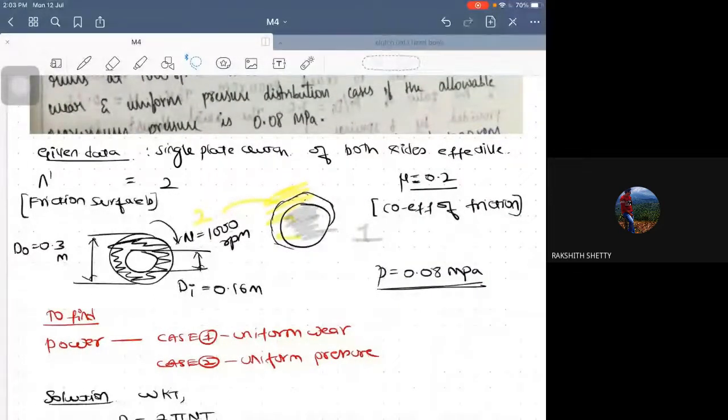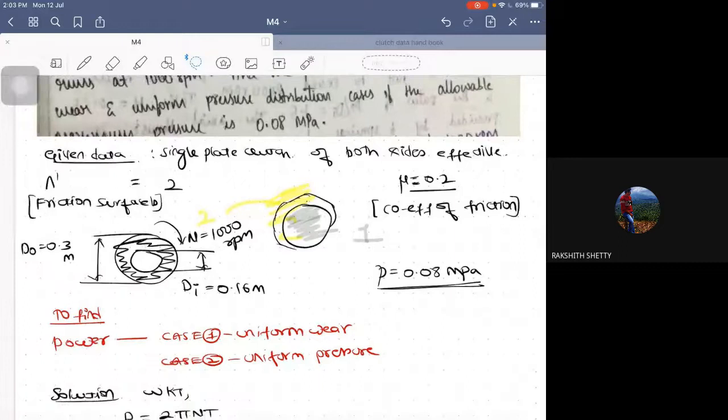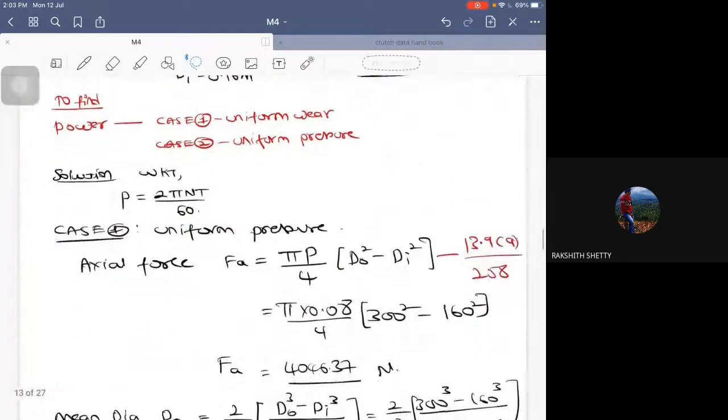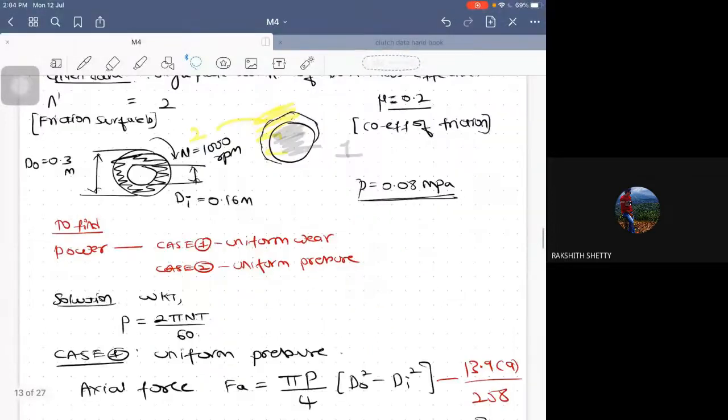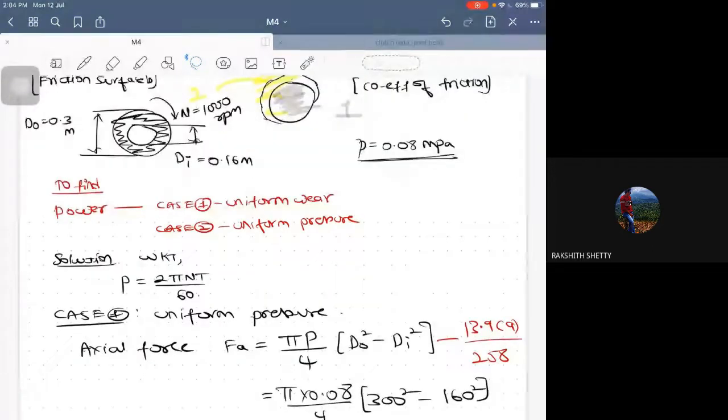Okay, so we'll continue the last class problem. We were on the course to find out the power in two cases, one from uniform wear theory and the other from the uniform pressure theory. We were just seeing the formulas and getting to know the feasibility of those formulas from the data handbook.